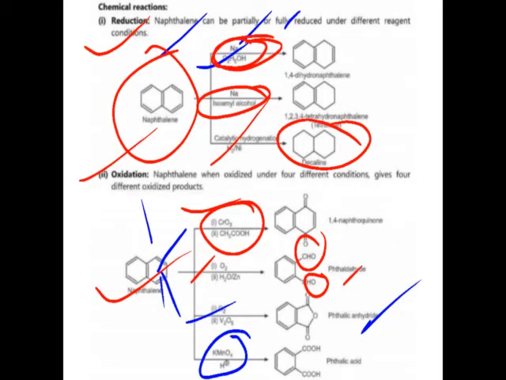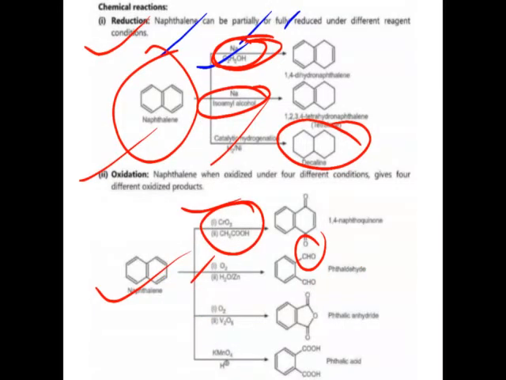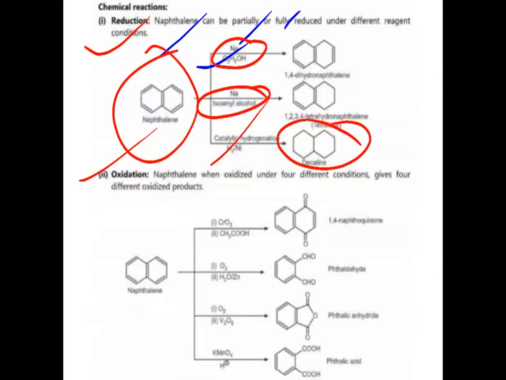When KMnO4 is used, a similar type of reaction takes place. What happens if KMnO4 is used? From here and here bond breaking takes place, so the cyclic structure is resolved, and this carbon undergoes oxidation to form COOH. This carbon also forms COOH. So two carboxylic acid groups are attached to the benzene ring. Such a structure is called phthalic acid. So that is the product formed when KMnO4 is used. So this is the second type of reaction, that is the oxidation reaction.